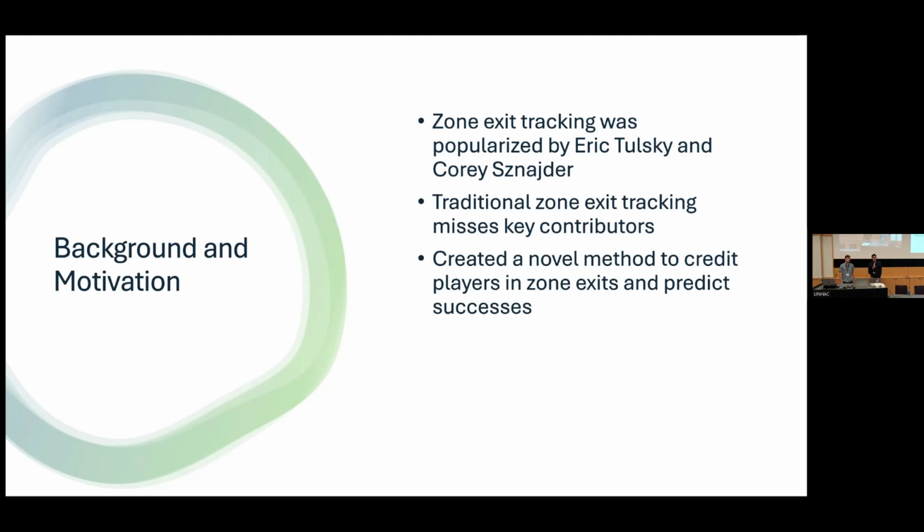Take an example of a dump in: the defenseman makes the recovery, makes the first forecheck or miss, and makes a pass to a winger who's right inside the blue line. That winger takes one stride and they get the controlled exit, and the defenseman gets no credit. So we thought of a new approach, building an LSTM to predict zone exits that would be able to give credit to multiple players, which makes more sense in our opinion.